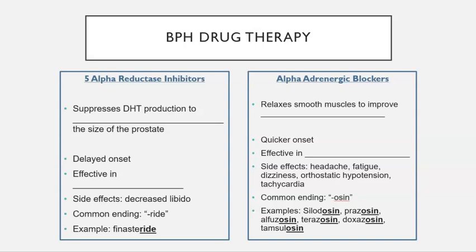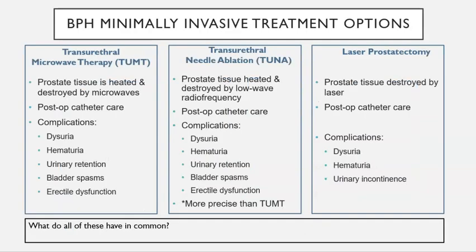For your alpha adrenergic blockers, those medications relax the smooth muscles to improve symptoms. So they have a much quicker onset. They're effective in 2 to 3 weeks, so we can start seeing symptom relief earlier, which patients do like. And we have a common ending with these meds as well. These all end in OSIN.